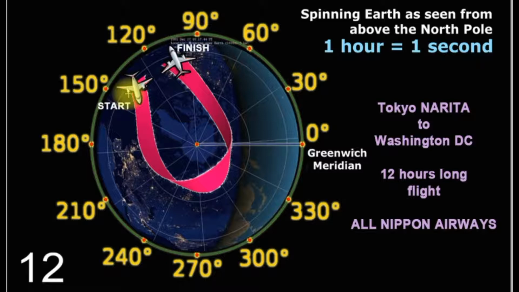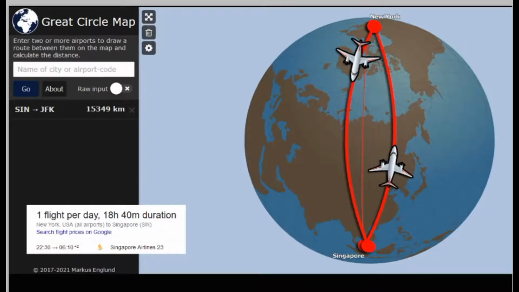Unless you claim that the plane is flying backwards. It makes no sense at all, guys. Let's go ahead and look at our 2 final flights. This is our final flight, and we're going to cover both ways. Now this is a flight from Singapore to New York. It takes 18 hours and 40 minutes, so I rounded up to 19.